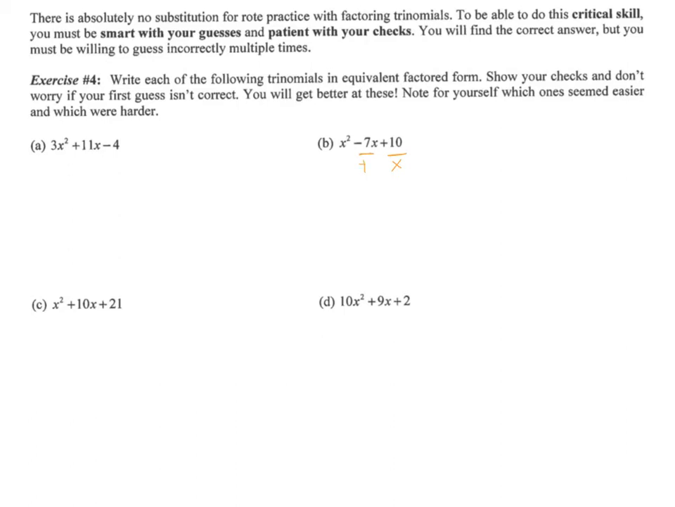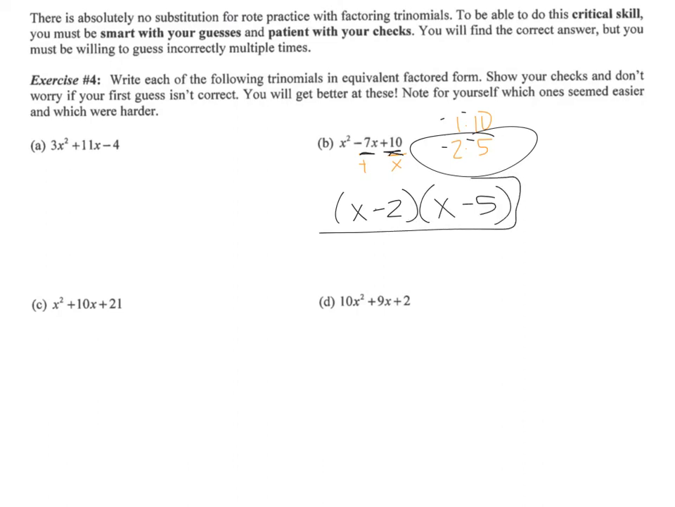So we need to think of the factors of positive 10. I have 1 and 10 and 2 and 5. Those are my only factors of 10. But please notice that that's a negative 7. So that means negative, negative, negative, negative, because a negative times a negative is a positive, and a negative plus a negative is a negative. Obviously, negative 2 and negative 5. So x minus 2 and x minus 5 is your factor.